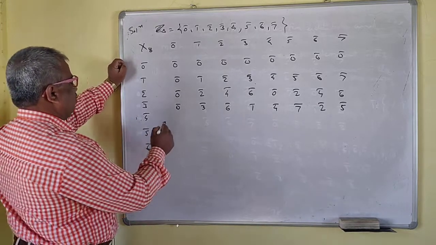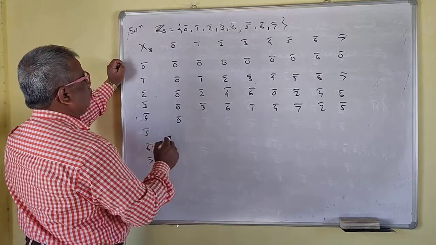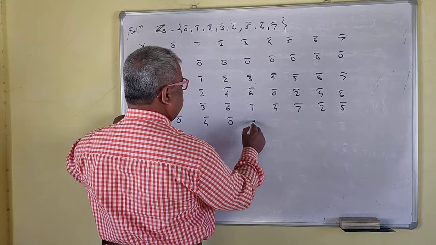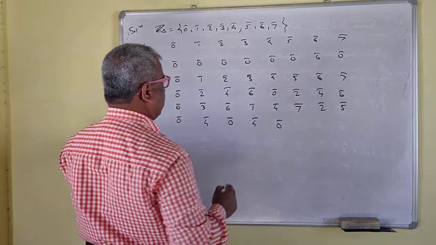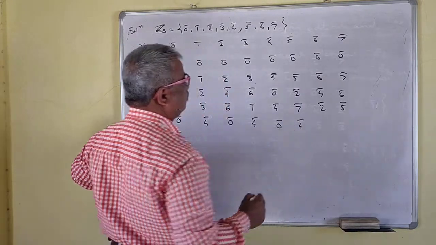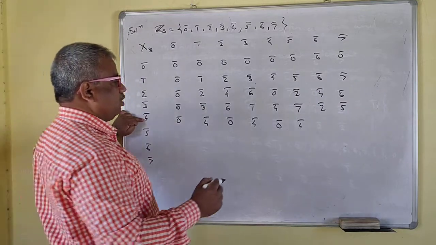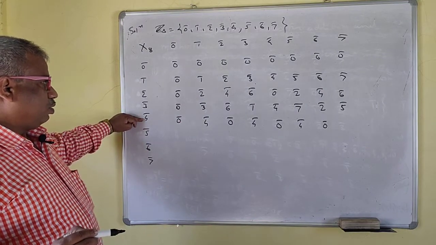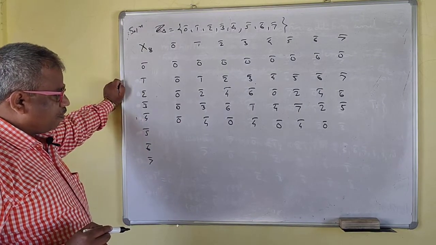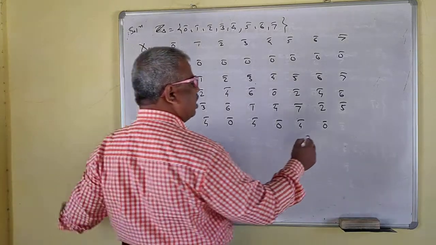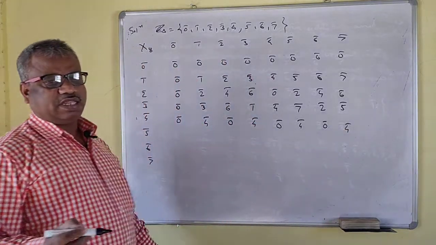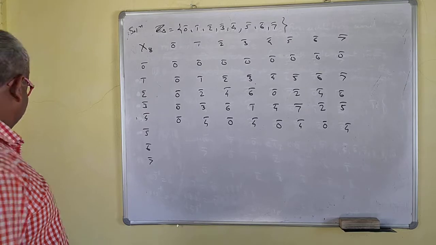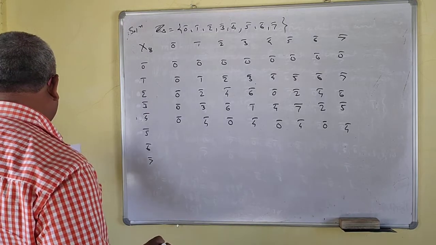Okay. Now for 4 bar. For 4 bar, this is 0 bar. Okay. So this is 4 bar. 8 bar means 0 bar. 12 bar means 4 bar. 16 bar is same as 0 bar. 20 bar is same as 4 bar. Okay. So 24 bar is 0 bar. 28 bar is 4 bar, because 28 is nothing but 24 plus 4, and 24 is divisible by 8. So this is 4 bar.